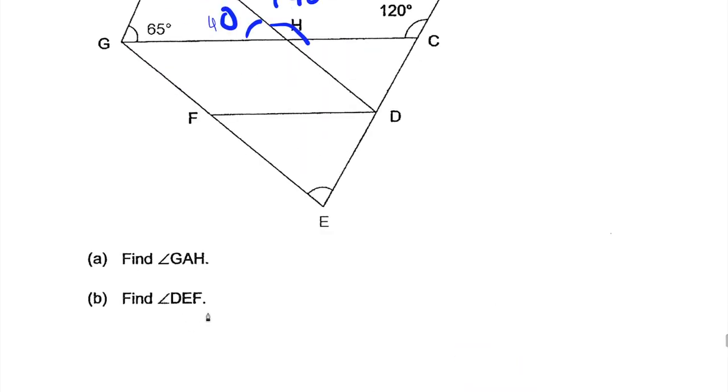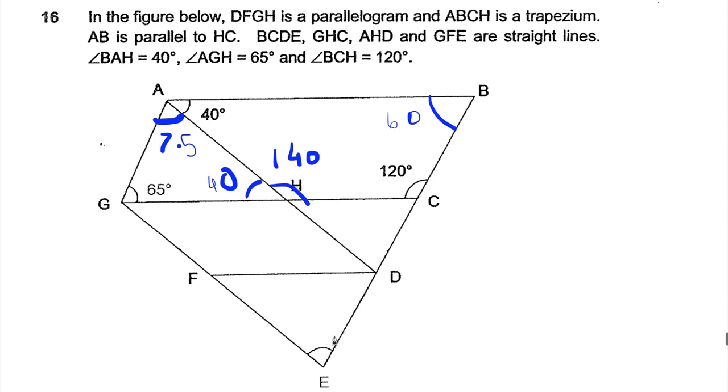Now we need to find the angle of DEF. So for DEF, it's this angle over here. So first what we need to do is, we see that this is a parallelogram. So this would be 140. This would be 142. And these two would be 40 each. So totally they'll add up to 360. And these two angles and these two angles would be the same. So now this would be 42. This would be 40.